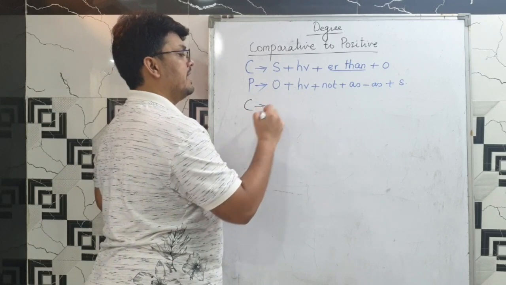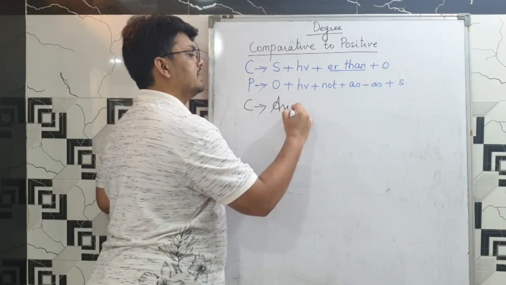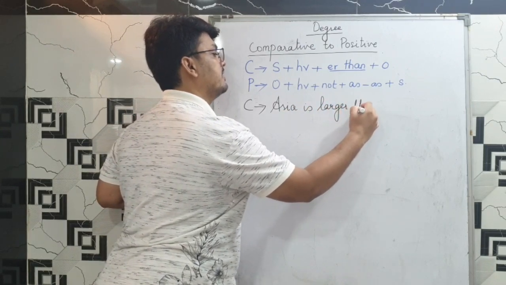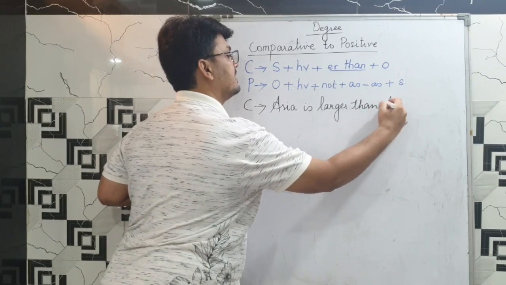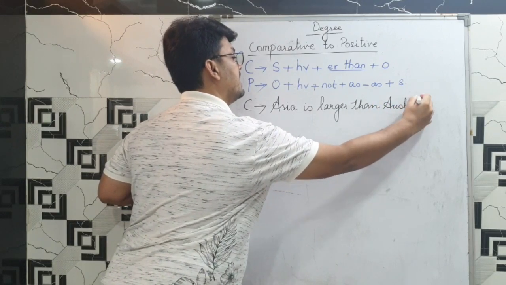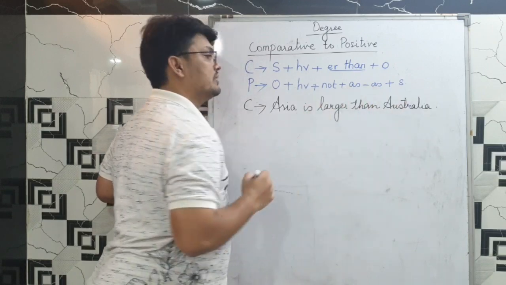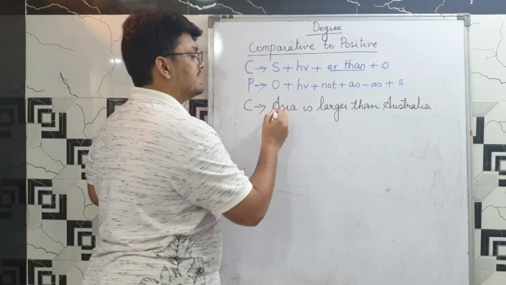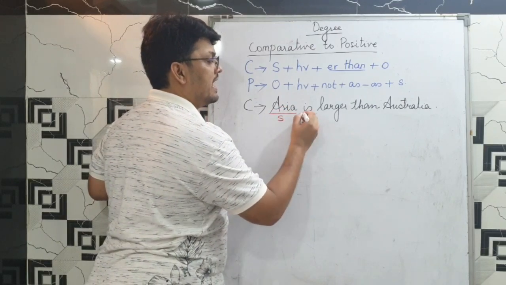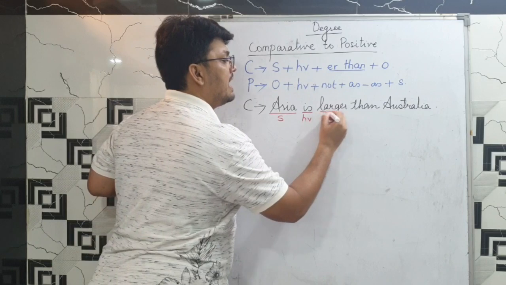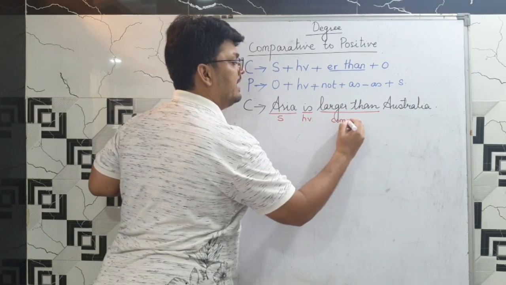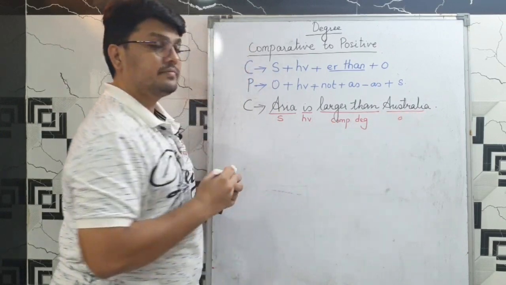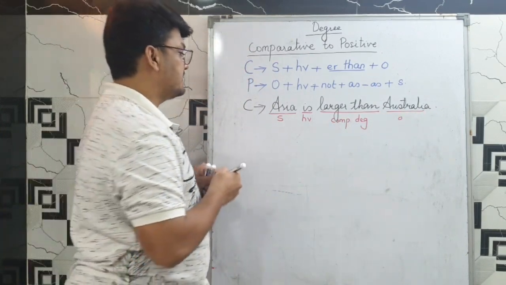Comparative degree. Asia is larger than Australia. Asia is larger than Australia. So this is my comparative degree. Let us analyze it. Asia is subject, is is helping verb, larger than is my comparative degree, and Australia is object. So let's see how it converts.